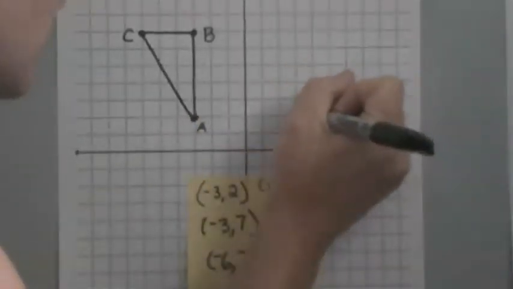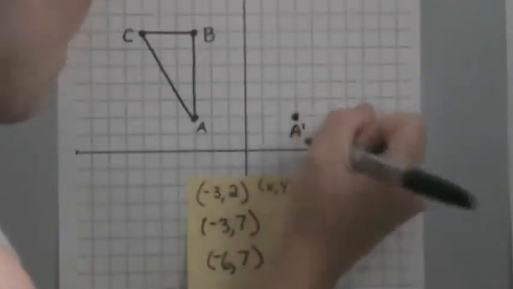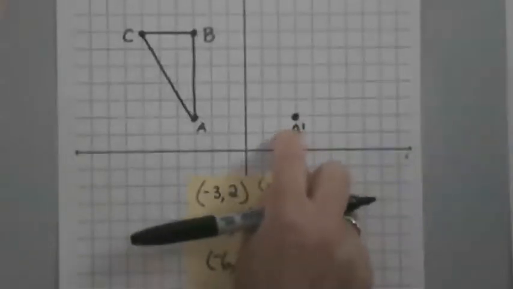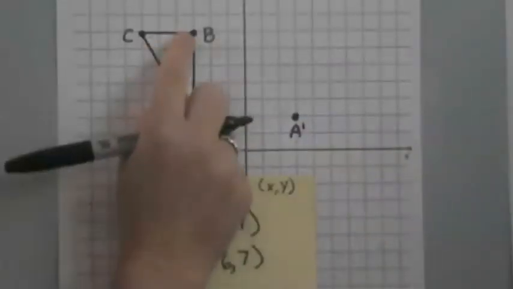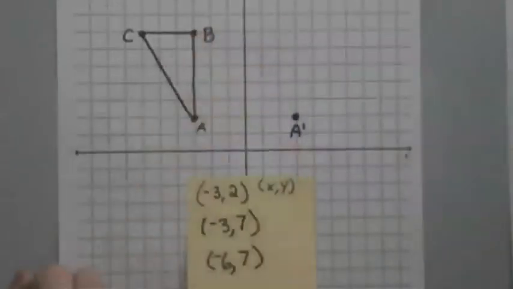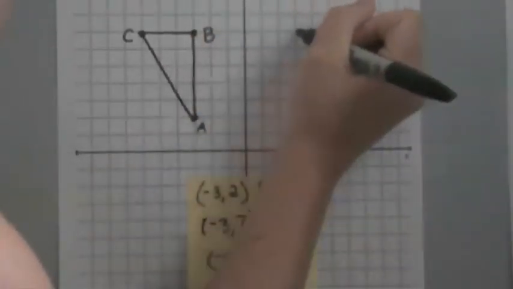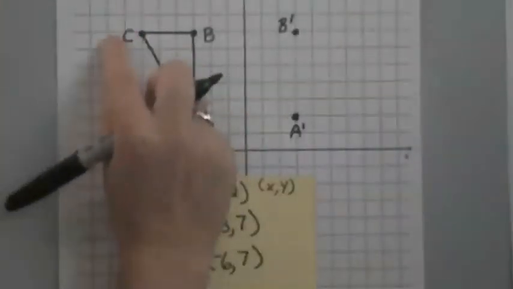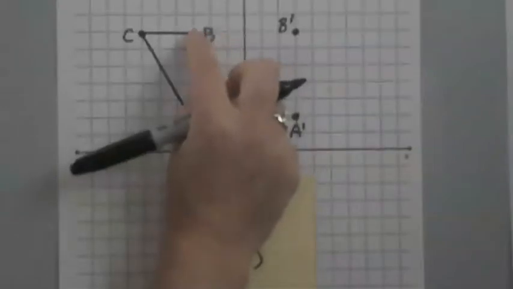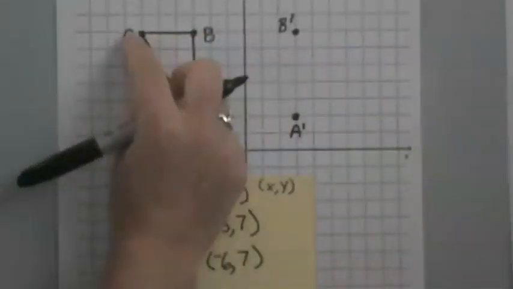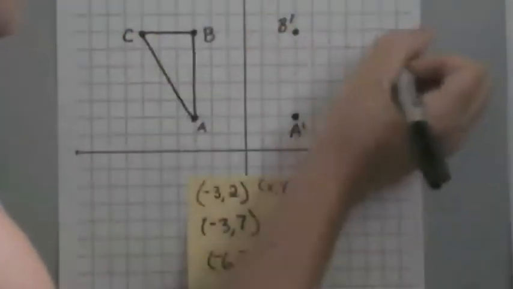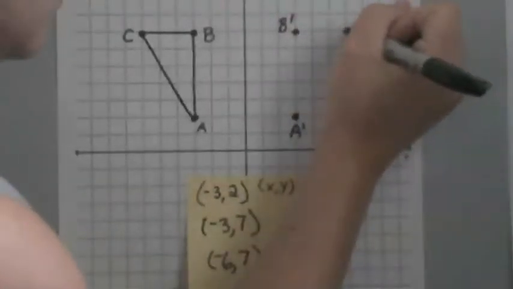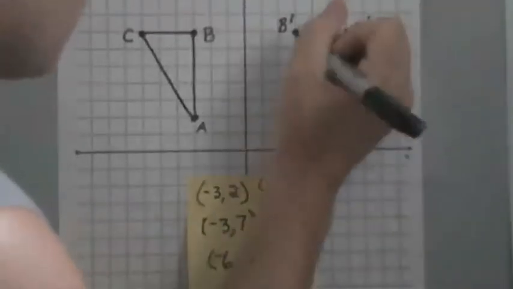1, 2, 3. We'll label this A prime because this is our pre-image, and the second image is then labeled A prime. This point B, 1, 2, 3 points away. So we'll count 1, 2, 3 points away. This will now be labeled B prime. And point C is 1, 2, 3, 4, 5, 6 points away. So we're going to count 6 in the opposite direction. 1, 2, 3, 4, 5, 6. And this will be C prime.